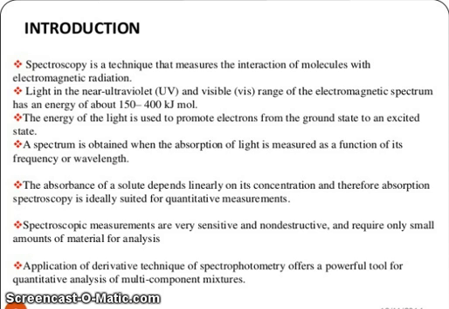Spectroscopy is a technique that measures the interactions of molecules with electromagnetic radiations. Light in the near ultraviolet and visible range of the electromagnetic spectrum has an energy of about 150 to 400 kJ per mole. The energy of light is used to promote electrons from the ground state to an excited state. A spectrum is obtained when the absorption of light is measured as a function of its frequency or wavelength.